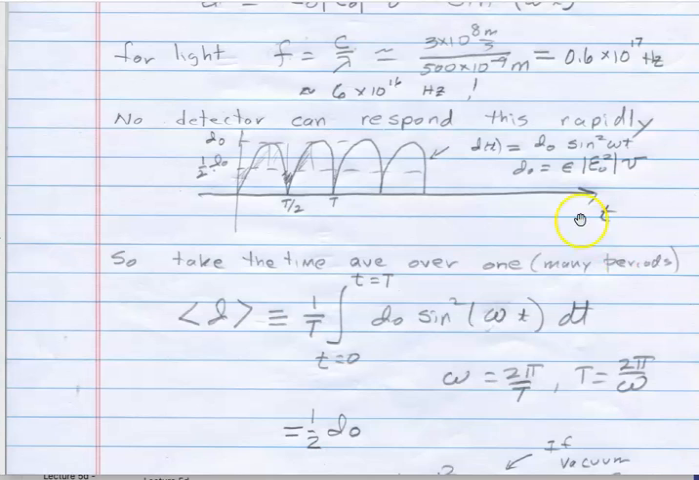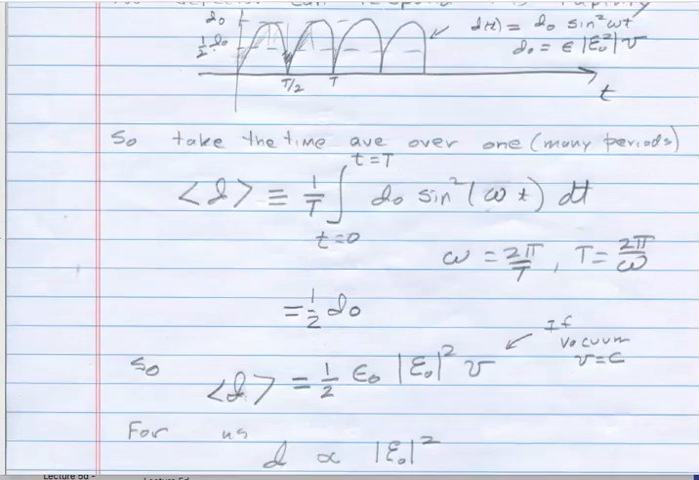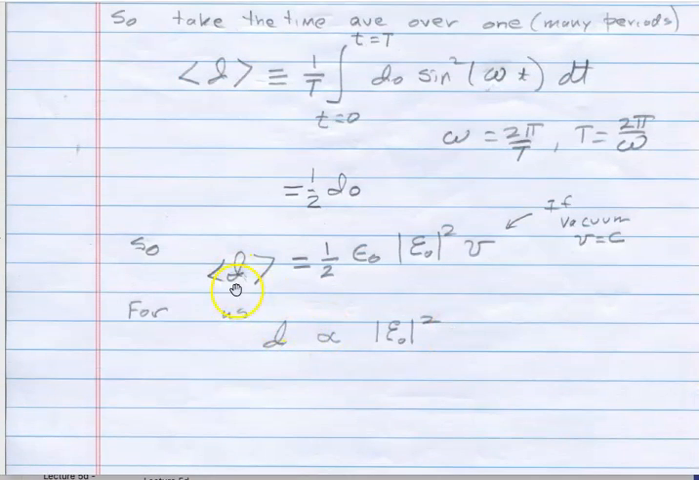Since I naught was epsilon E squared v, I can plug that in here, and we get the intensity as measured by a detector. It's really the time average intensity, given by this expression. Here, I've got it in a vacuum. In general, this would be epsilon for the material, if it's epsilon naught. And then if it's in the vacuum, v is equal to c here.